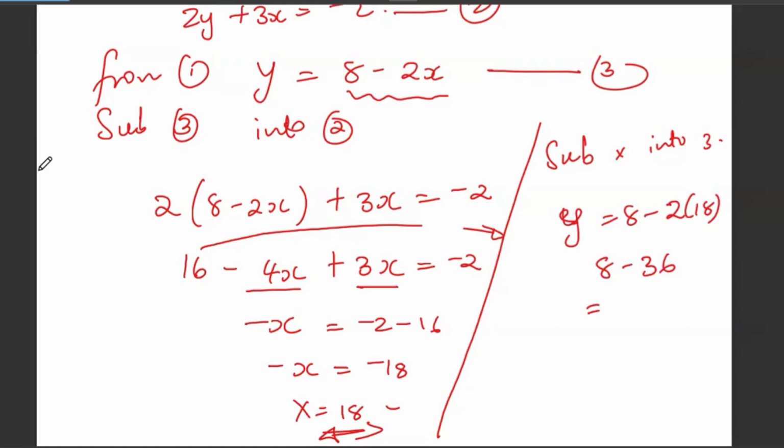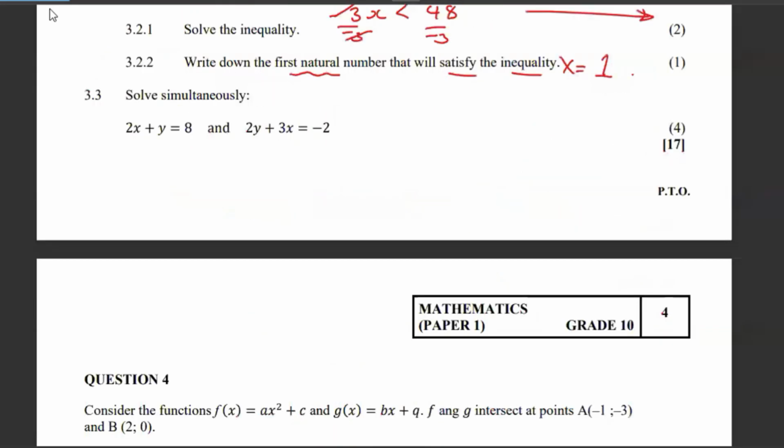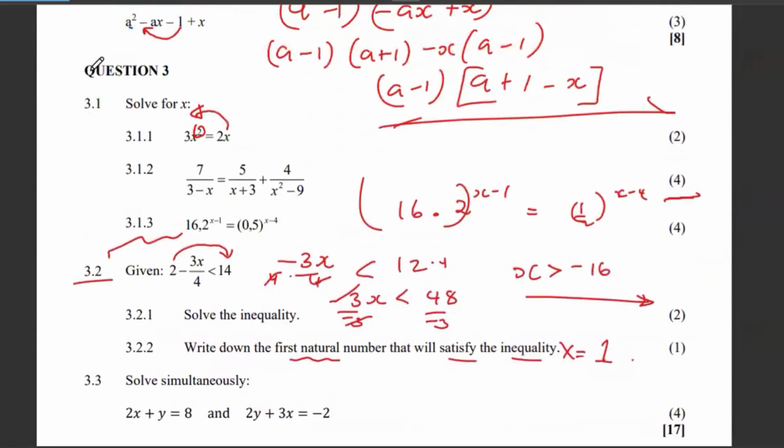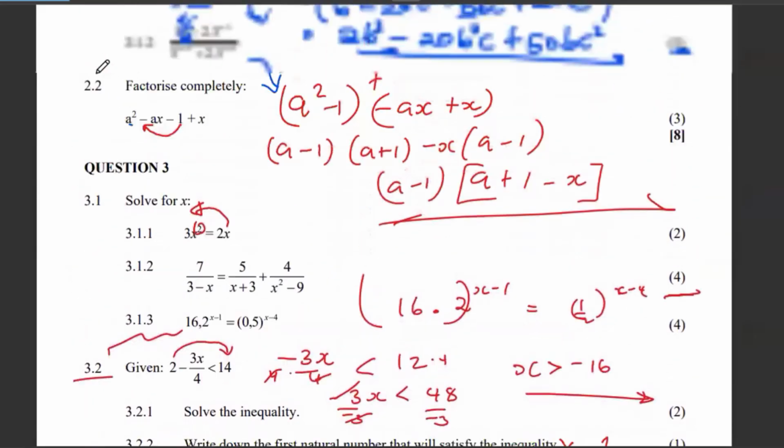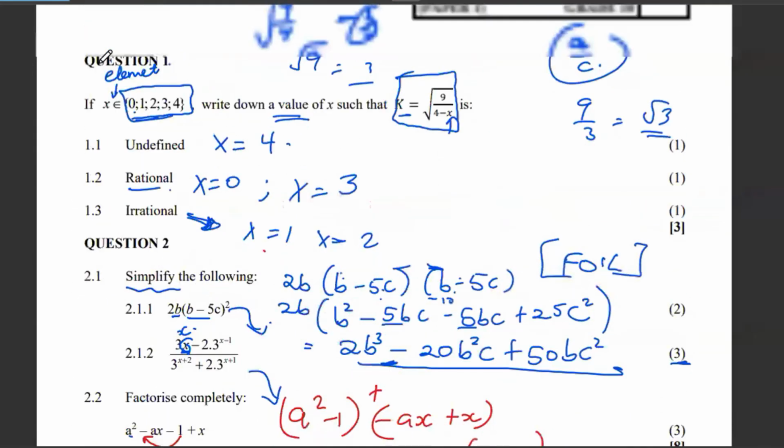It has something with 8 at the end. Guys, let me just use my calculator so that we don't get the wrong answer. So y is negative 28. Okay, so that is how we go about solving simultaneous equations. So looking at question 1 to 3, that's basically typically term 1 work.